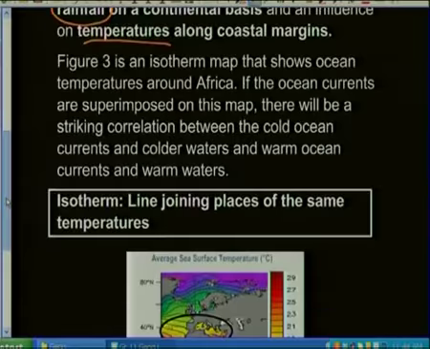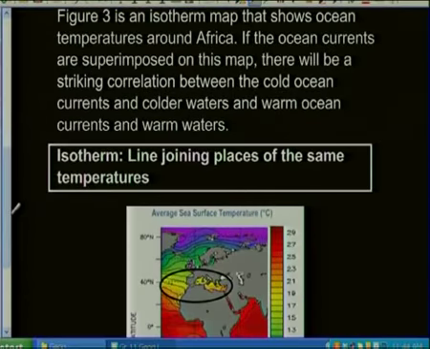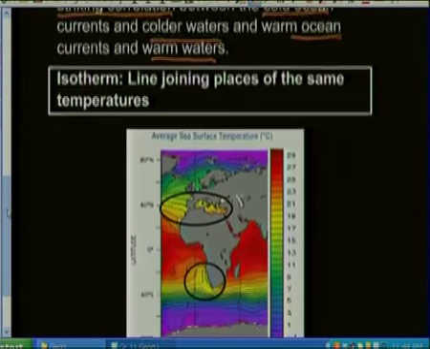In figure 3, we see an isotherm map that shows ocean temperatures around Africa. If the ocean currents are superimposed onto this map, there will be a striking correlation between the cold ocean areas and your colder waters, and the warm ocean areas and your warmer waters. And remember, water also has the effect of warming up the air it comes into contact with. Through the process of conduction, air is warmed up by touching something that's warm, or cooled by touching something that's cold. The temperature of the air starts to change through conduction.